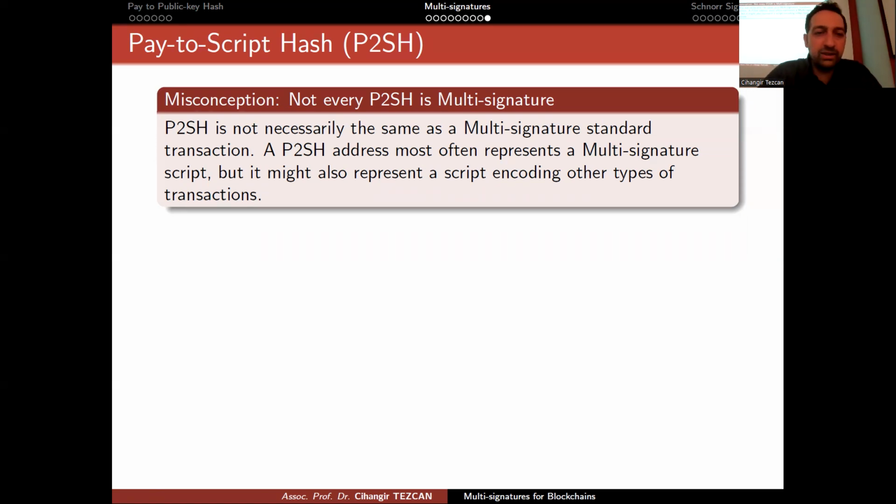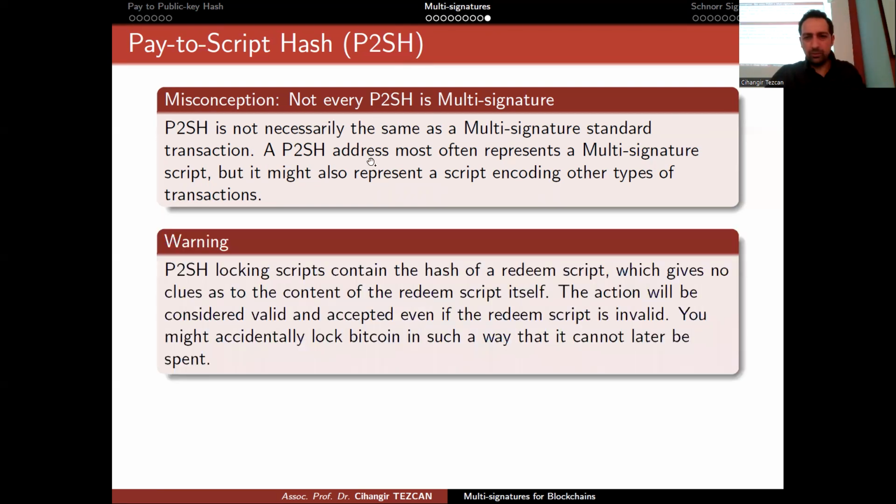So pay-to-script hash is not necessarily the same as a multi-signature standard transaction. A pay-to-script hash address most often represents a multi-signature script, but it might also represent a script encoding other types of transactions. So this is the whole idea. Don't think that all P2SH is multi-signature.